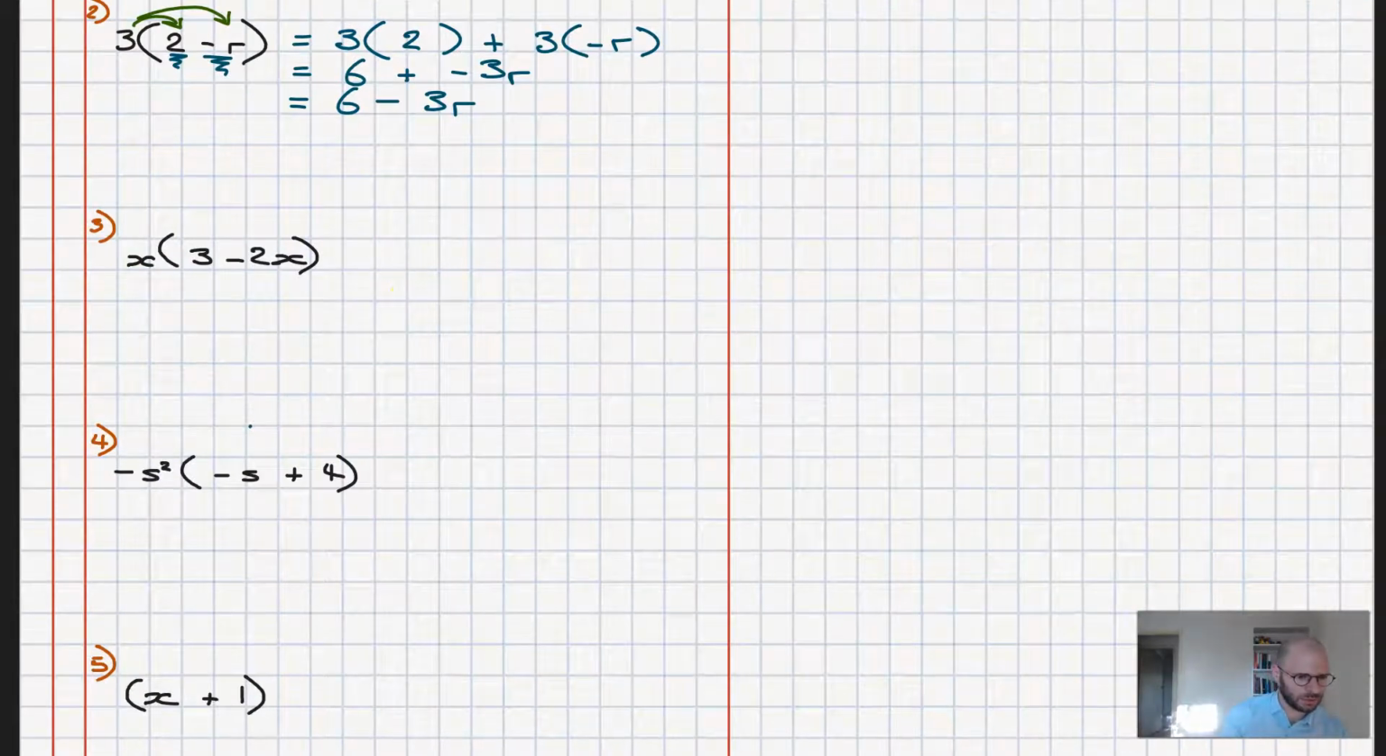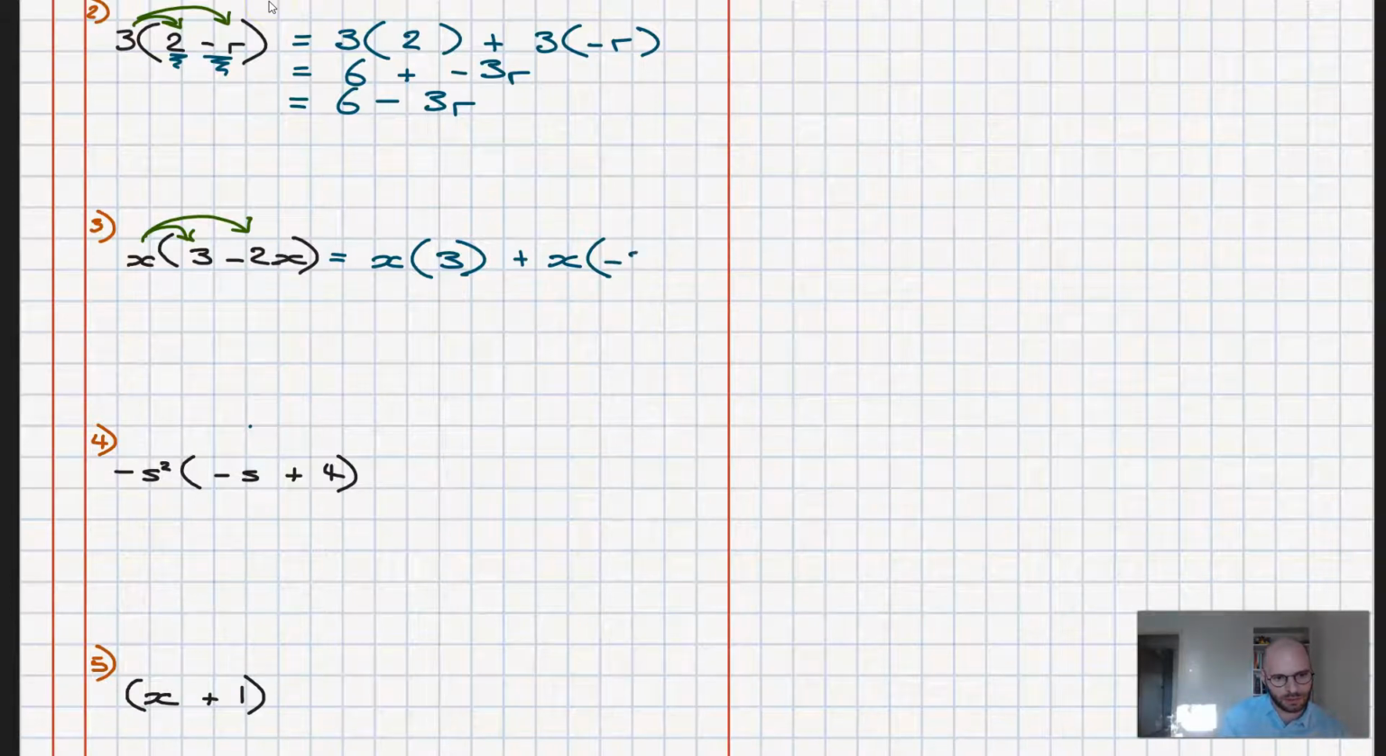Using the same method we've employed before, we're going to multiply this x with the 3 and the x with the minus 2x. This is going to look like x multiplied by 3 plus x multiplied with minus 2x. Notice how I'm keeping the negative associated with the term inside the bracket here. So negative 2x and negative 2x. The reason I do this is because it's really easy to forget there's a negative and you end up making a mistake when you're cleaning everything up. So I like to keep it all together.